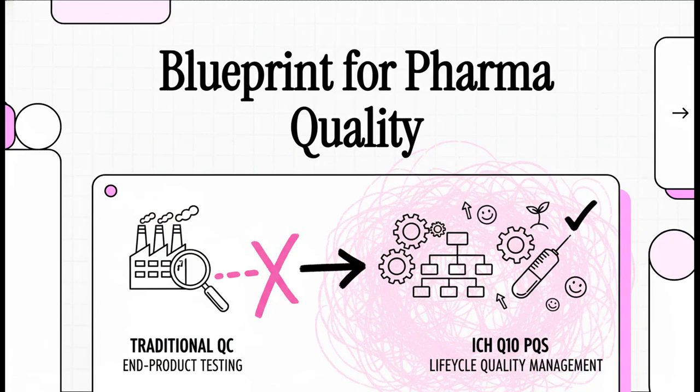Welcome to The Explainer. Today, we're going to unpack a document that is fundamentally changing how safe and effective medicines get made. We're talking about the ICH Q10 guideline, which really is the modern blueprint for pharmaceutical quality.